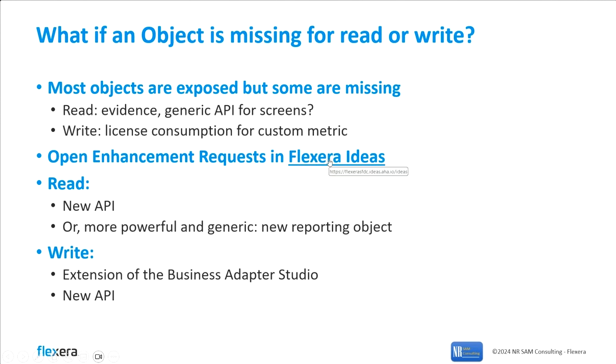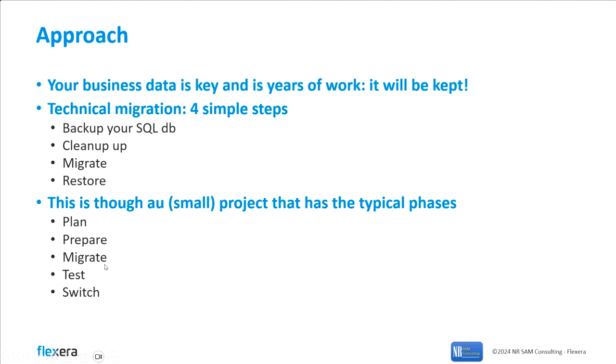So you can open a request in Flexera IDs, and to fix the read part, Flexera could create a new API or a new reporting object that will be exposed then through the reports execute. And on the right side, the Business Adapter Studio could be extended, or the new API, but honestly, you can do whatever you want.